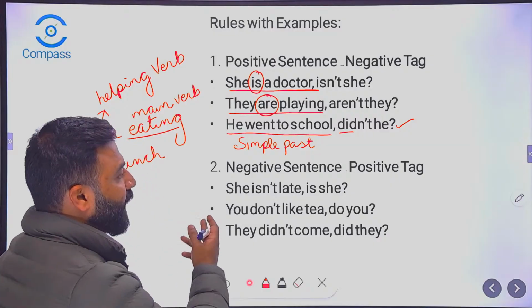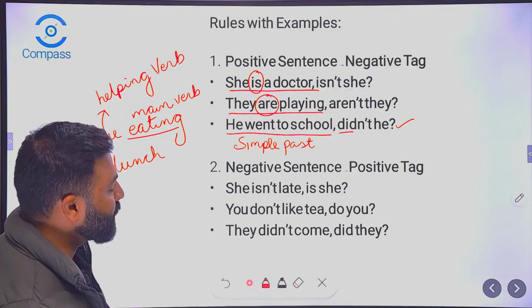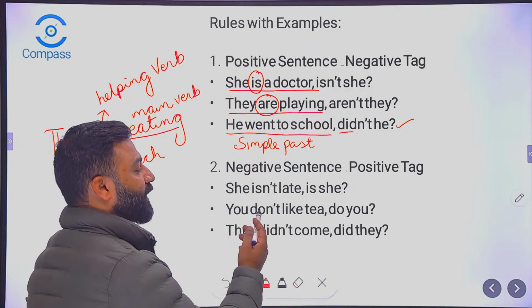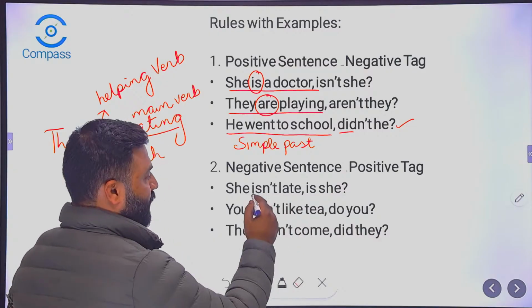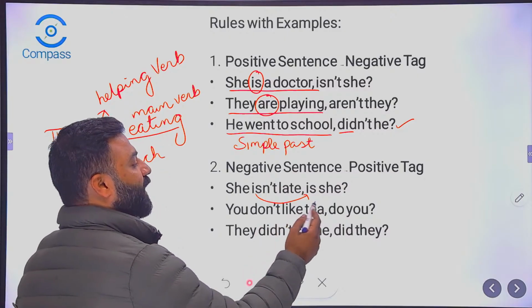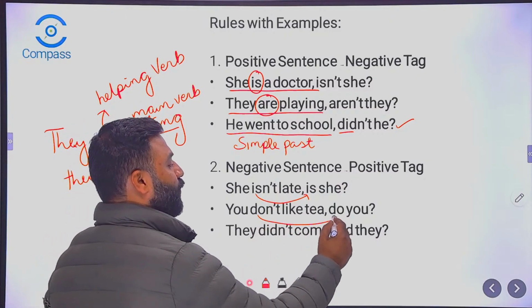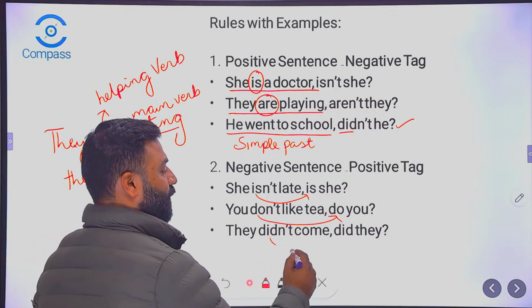Now, negative sentence and the positive tag. Let's look at some examples. She is not late. She isn't late, is she? You don't like tea, do you? And they didn't come, did they?